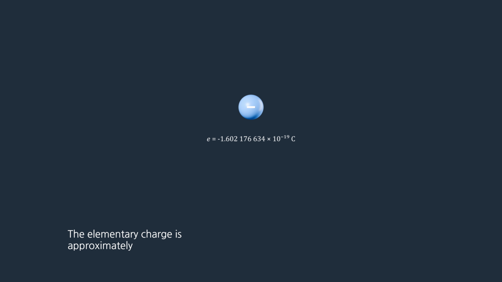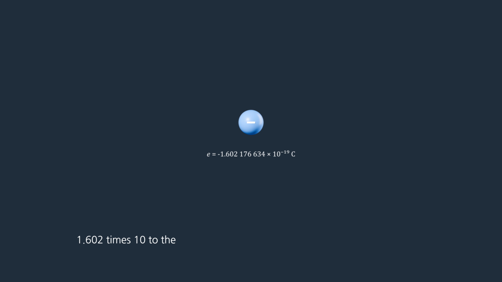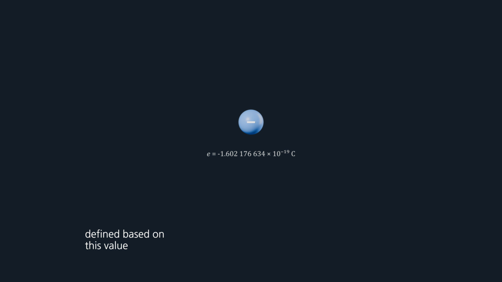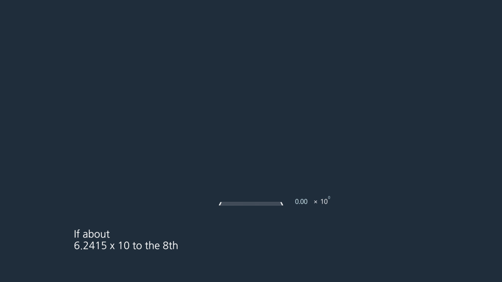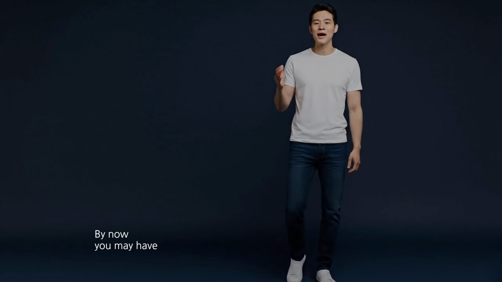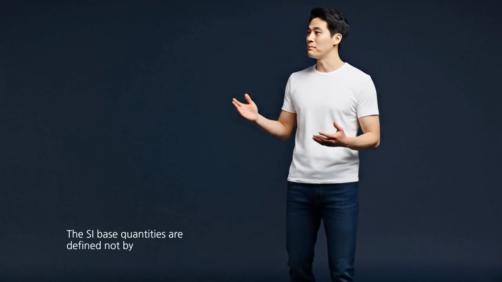The elementary charge is approximately 1.602 times 10 to the minus 19th coulombs. The ampere is now defined based on this value. The number itself isn't important. Just focus on the concept. 1 ampere is defined by the number of elementary charges passing in 1 second. If about 6.2415 times 10 to the 18th elementary charges pass in 1 second, the current is defined as 1 ampere. By now, you may have noticed a clear pattern. The SI-based quantities are defined not by physical objects, but by the unchanging constants of nature.